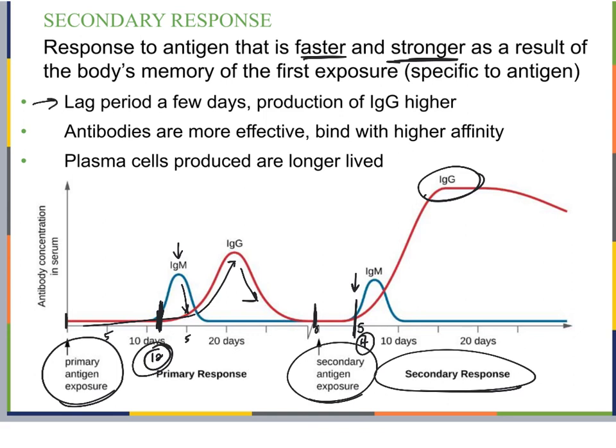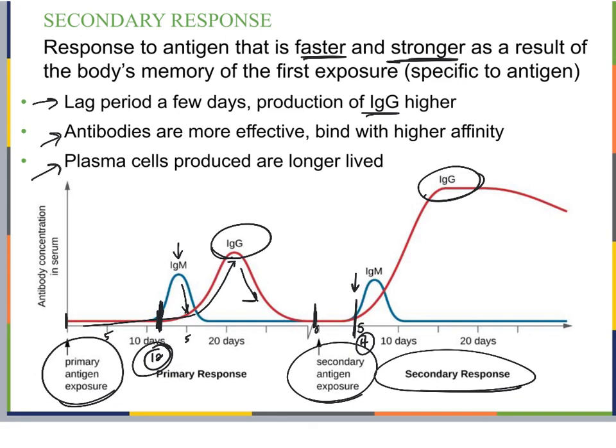So the lag period can be a few days, and then the production of the IgG is higher after that. Antibodies are more effective and bind with higher affinity. And this is why when we have our memory cells and they're producing all of these antibodies, they are most effective and they bind with higher affinity. So they can attach, and they don't have this giant cell attached to it or anything. So it can have these antibodies attached. And so they're more effective this way. So we can see why we have this huge IgG peak compared to our primary antigen exposure.